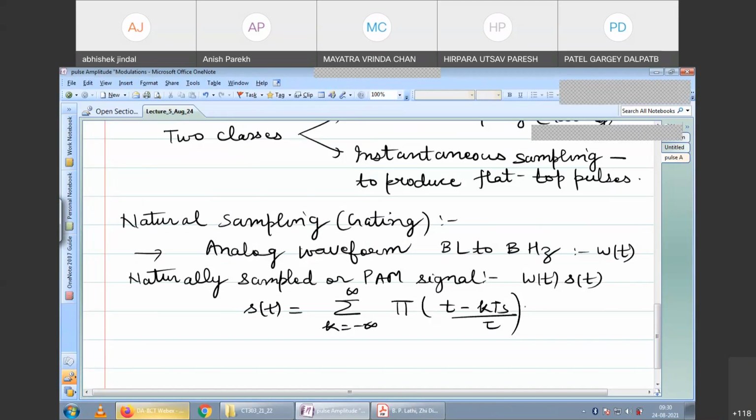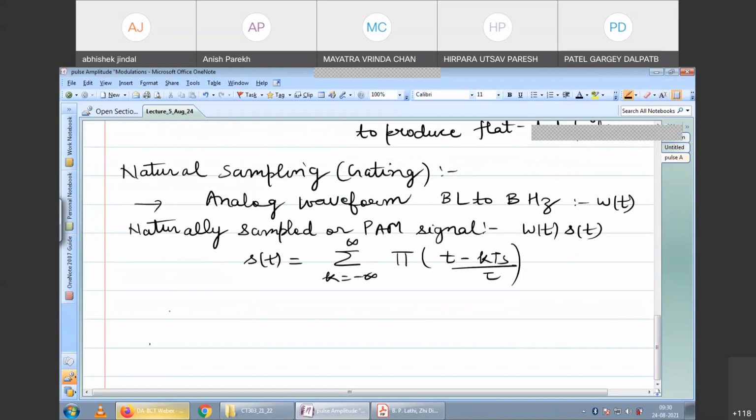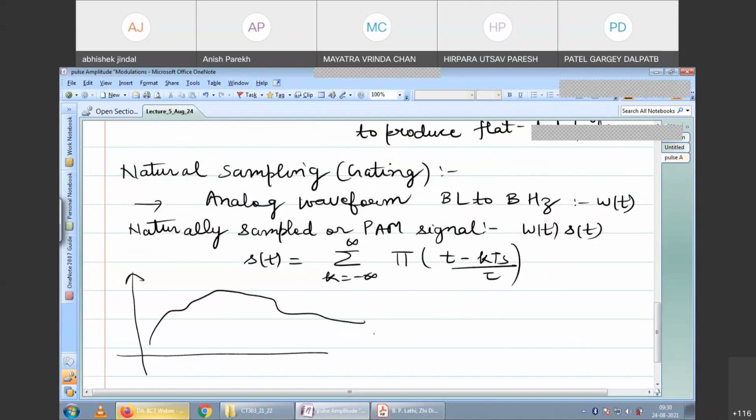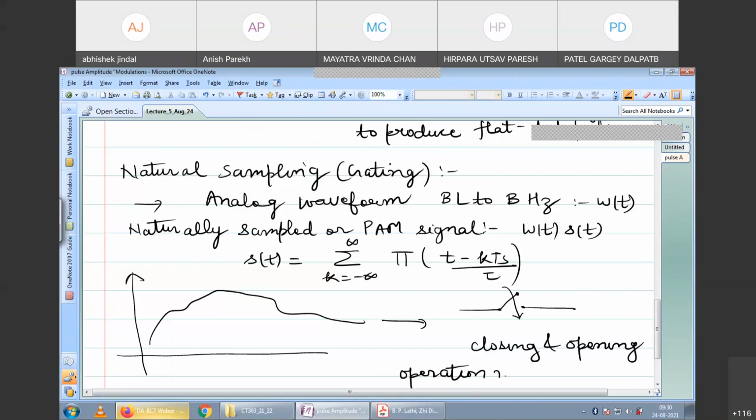I think I have discussed this natural sampling or gating earlier as well. If you have a waveform and you try to sample it with some sort of circuit, whatever we are studying is theory, but anything in hardware will be done by some circuits. So we put it through some circuit. What that circuit does is it takes the waveform and operates a switch. Now this switch closes and opens. This closing and opening operation might take some time.